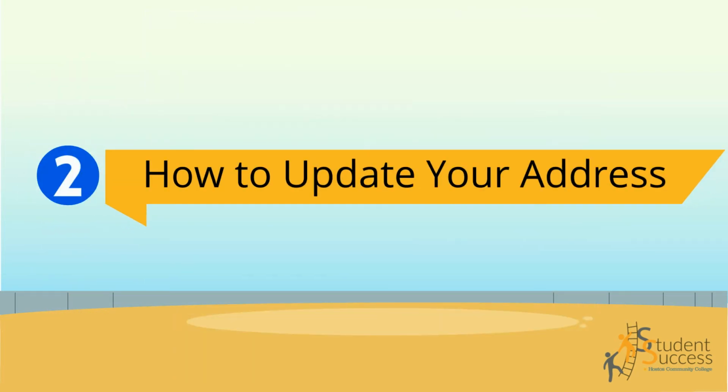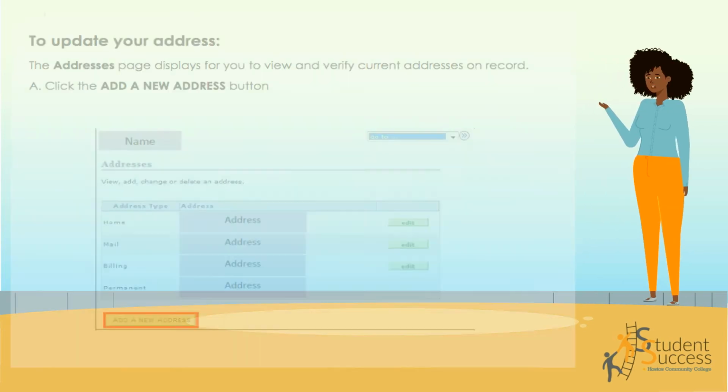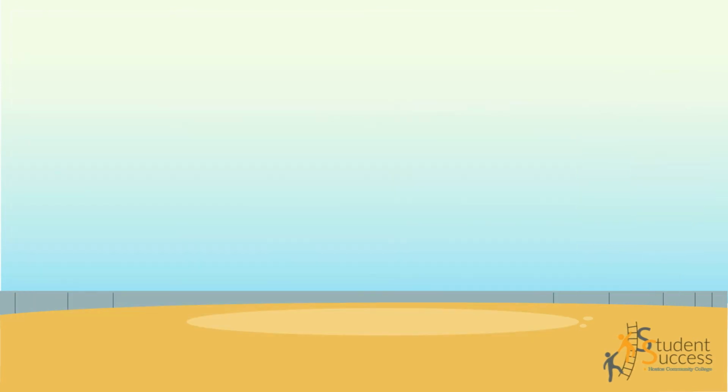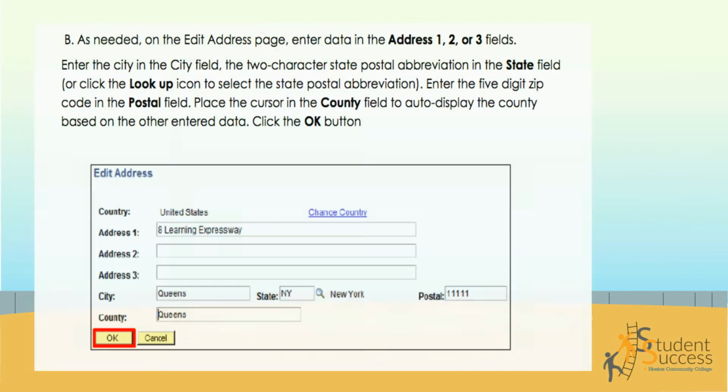How to update your address. To update your address, click the Add a New Address button. Next, you will come across the Edit Address page. Here is where you can edit your address. Once you update all the fields, then you can click OK.